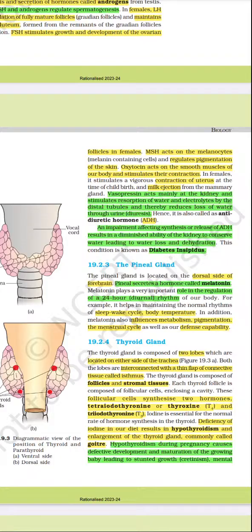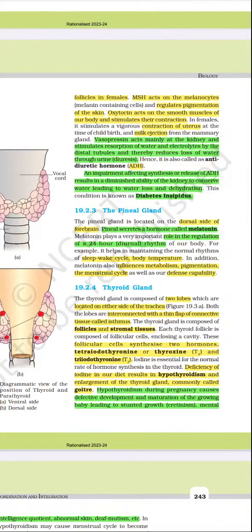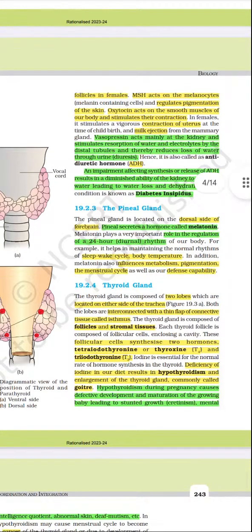The pineal gland. The pineal gland is located on the dorsal side of the forebrain. The pineal gland secretes a hormone called melatonin. Melatonin plays a very important role in regulation of the 24-hour diurnal rhythm of our body. For example, it helps in maintaining the normal rhythm of the sleep-wake cycle and body temperature. In addition, melatonin also influences metabolism, pigmentation, the menstrual cycle, as well as defense capability.